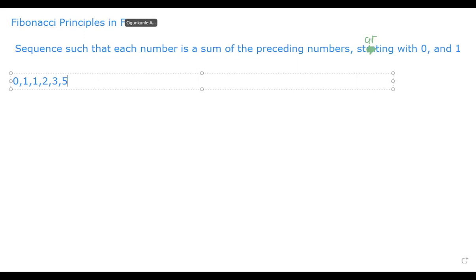Beautiful. So the next number is 8. Then the next number is 13. Then the next number is 21. Then the next number is 34. All right. Then the next number is 55.